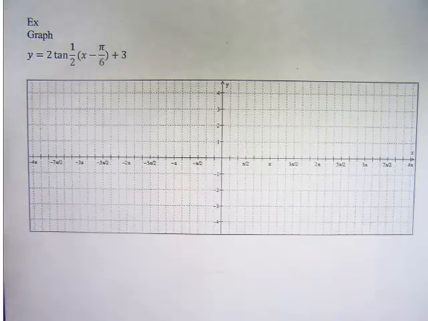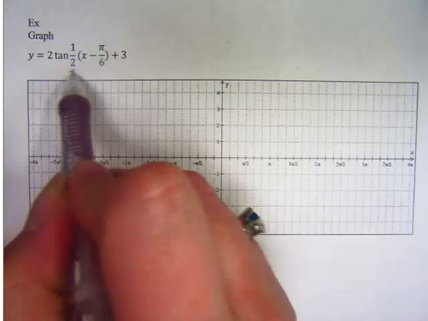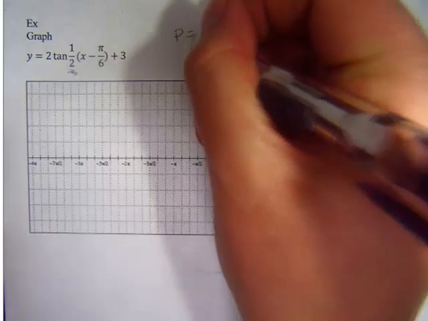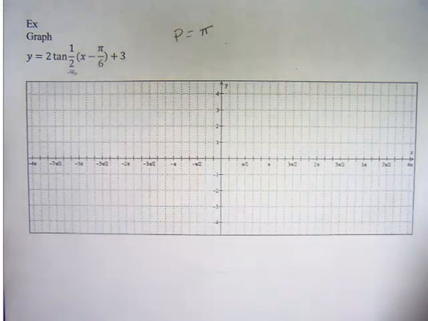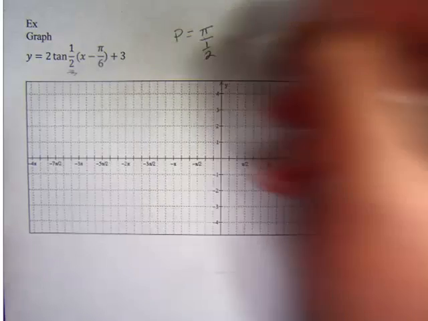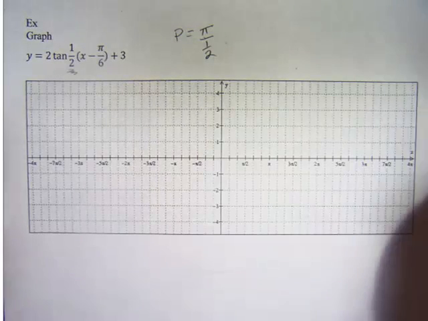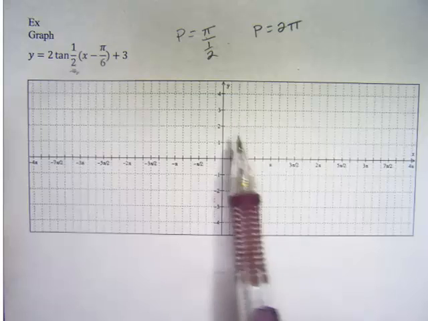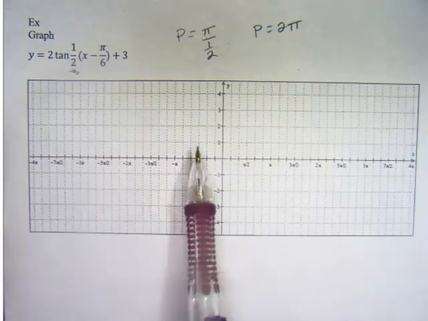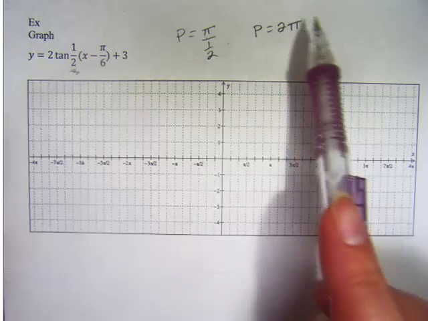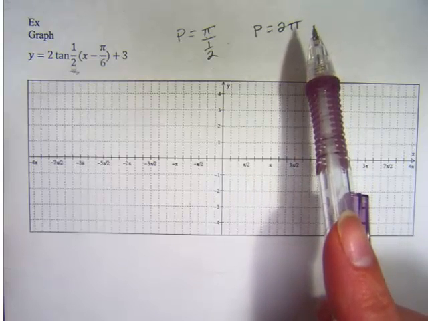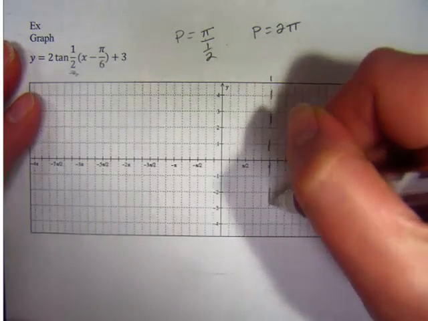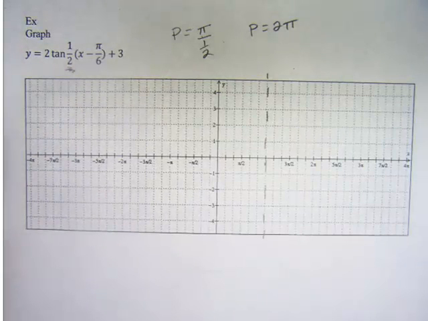The first thing that I'm going to look at is my B value. Fortunately, B has already been pulled out for you. So I know that my period, which is normally pi over B, is now pi over 1/2. Multiply by the reciprocal, so therefore my period is 2 pi. Half of my period falls on the right-hand side of my y-axis, the other half falls on the left side. So whatever this period is, take half of it. That's where your vertical asymptote falls. So half of 2 pi is now pi, where my asymptote is.